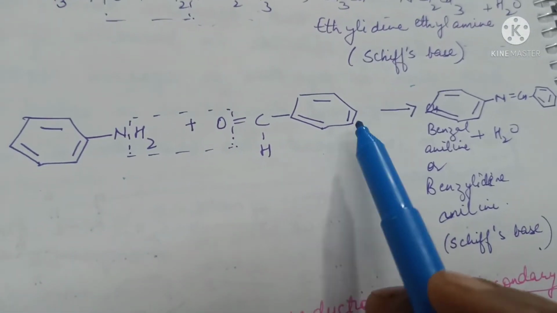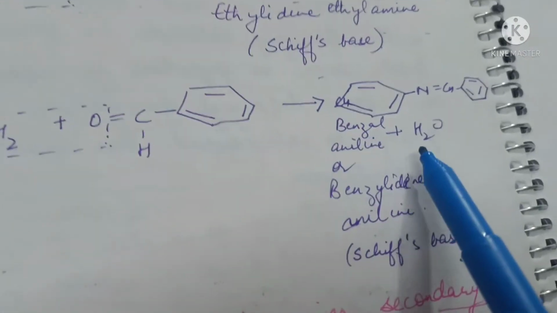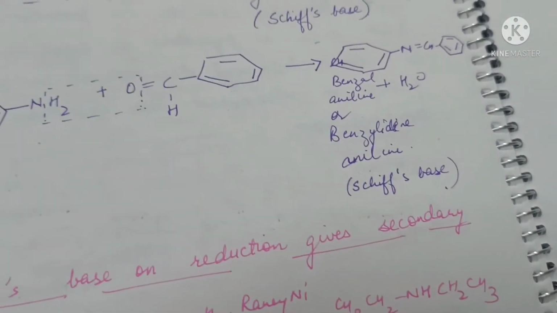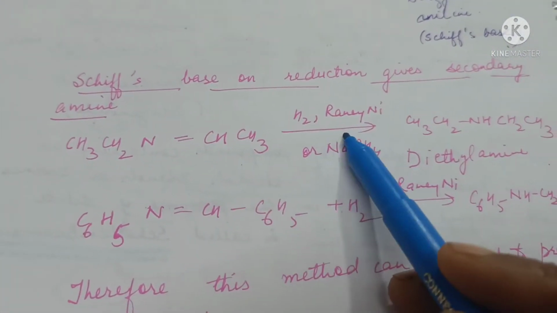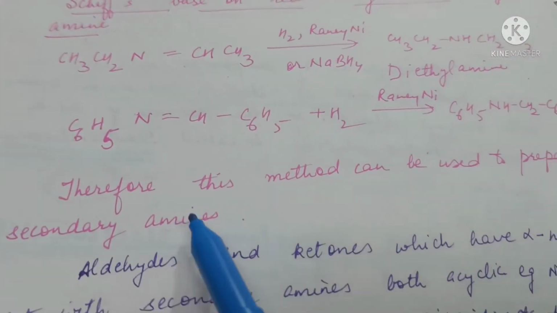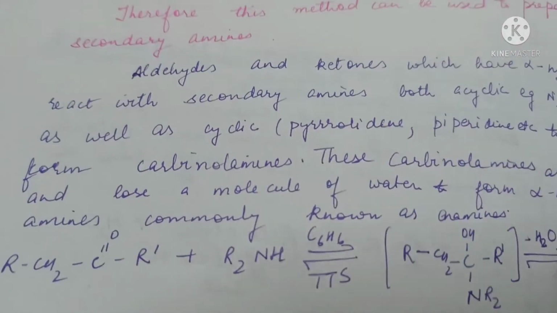Aniline will react with benzaldehyde. Again, water will be removed and these two combine to form benzylidene aniline. It's also a Schiff's base. The Schiff's base on reduction will give a secondary amine. This method can be used to prepare secondary amines.